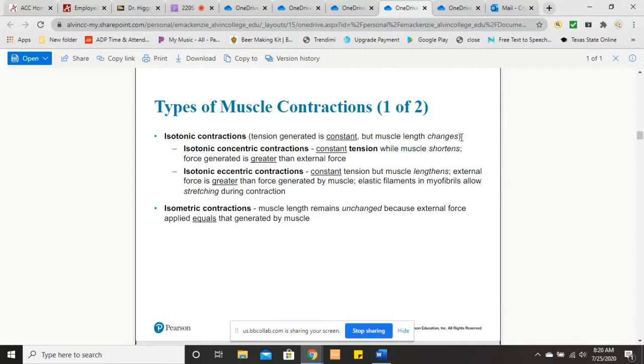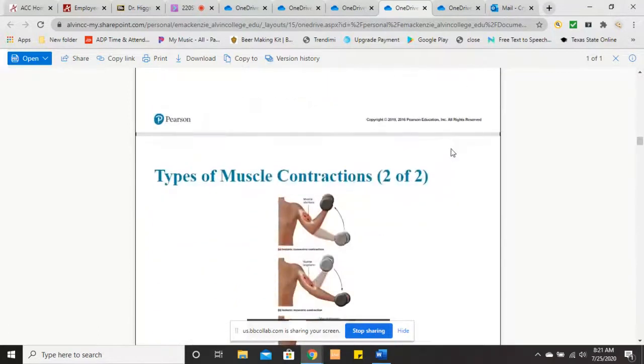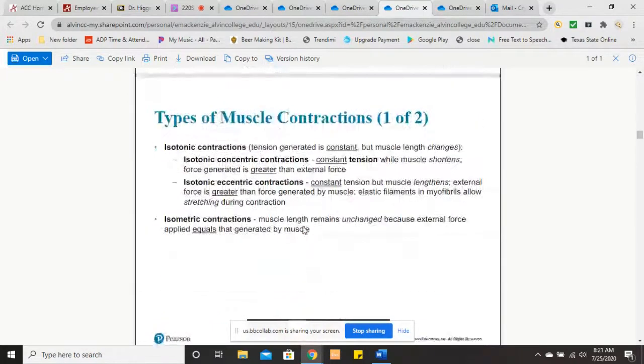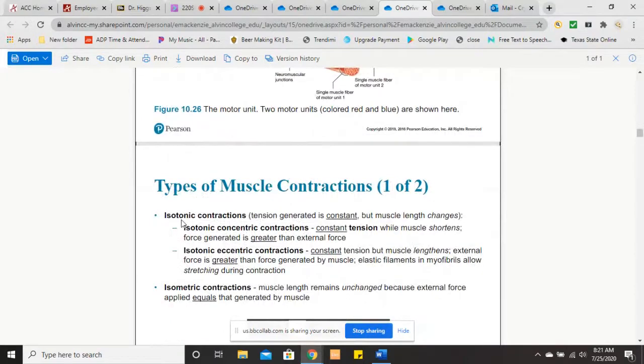When you're contracting or relaxing in that dumbbell bicep curl, you still have to generate 20 pounds of tension to hold that dumbbell. But when I bring the dumbbell up, my muscle shortens. And when I bring the dumbbell down, my muscle lengthens. You're experiencing an isotonic contraction. Again, the tension, the force will stay the same. Here's the picture. No matter where you put the dumbbell, you need to generate 20 pounds of force to hold it. But sometimes during the contraction, the muscle will be shorter, sometimes it will be longer. The length might change. That's an isotonic contraction.